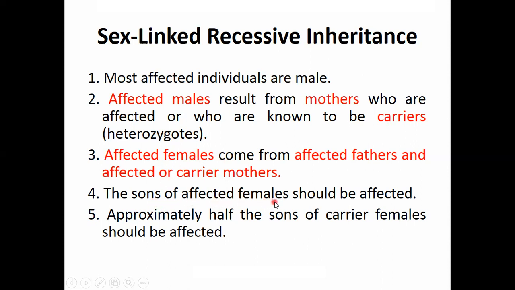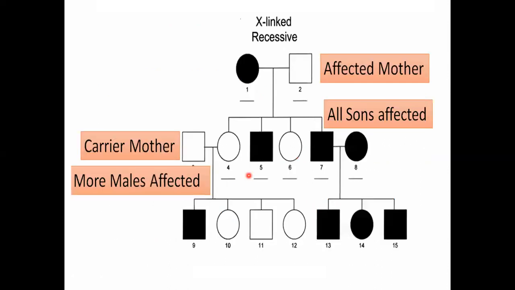The sons of an affected female should be affected. It means if the mother is affected with an X-linked recessive disorder, then all of her sons must be affected. Approximately half the sons of a carrier female should be affected. So these are the basic properties or characteristics on the basis of which you can easily identify X-linked recessive inheritance.